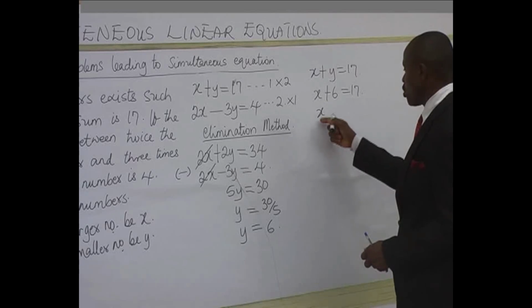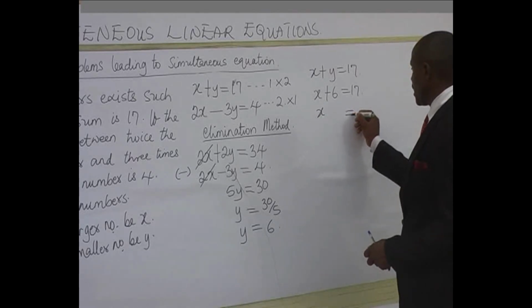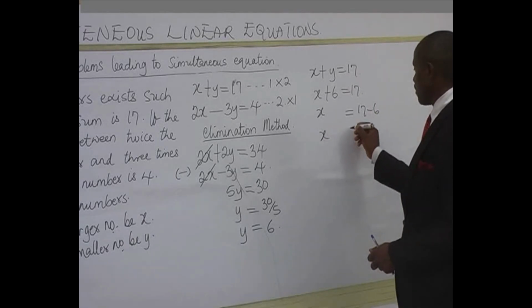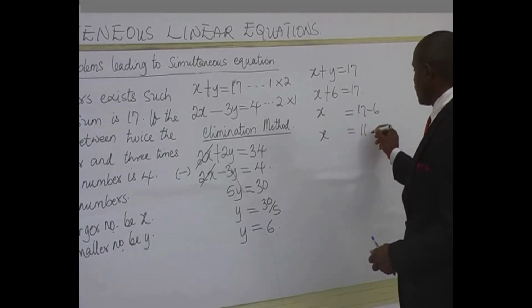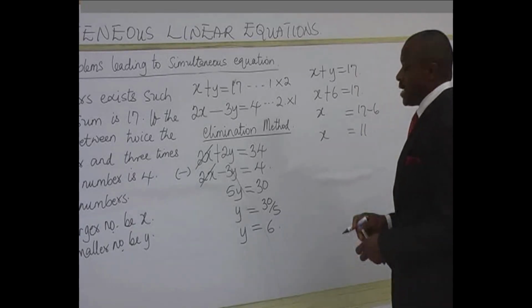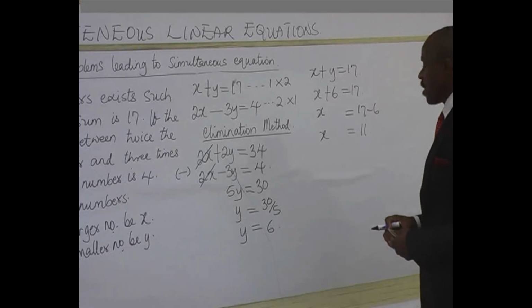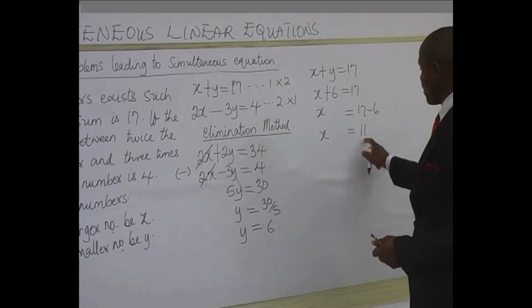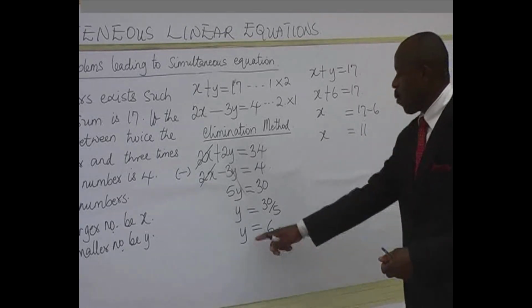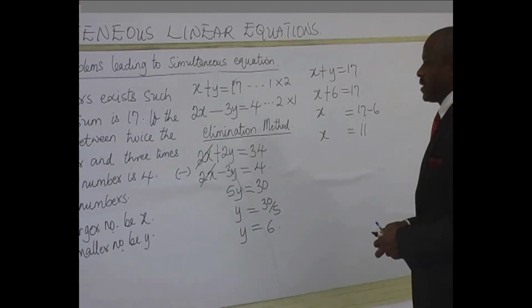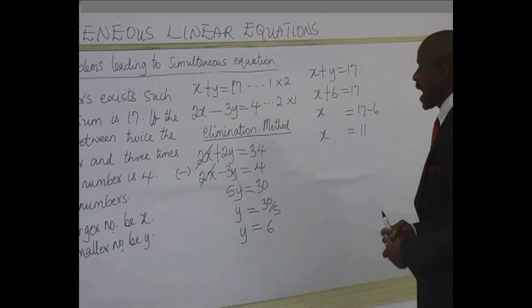If you do that, you'll be left with only x in the left-hand side of the equation, and it's going to be 17 minus 6. 17 minus 6 is 11. That means the value of x is now 11. And that has solved our equations. x is equal to 11, while y is equal to 6. Those are the numbers that the equation has asked us to find.